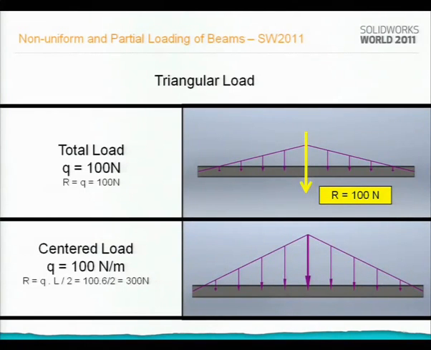On the other side, we have the center load option in SolidWorks Simulation. The value is the same, 100, but the distribution is newtons per meter. So if we do some calculation, the resultant will be this number times L divided by 2. This is 300 newtons. So you have to be very careful with this, because if you choose the wrong option, again the result won't work.